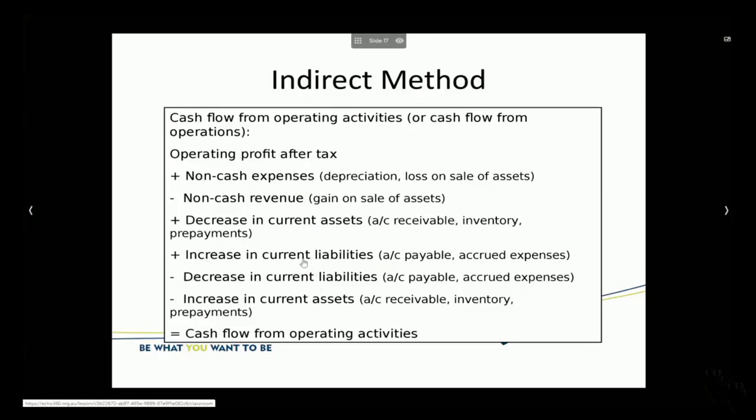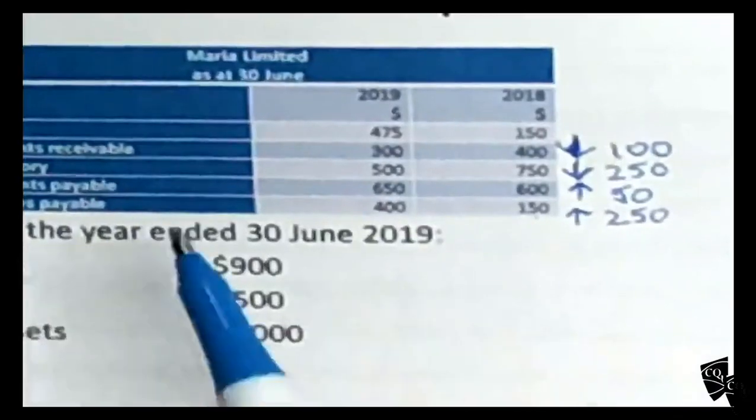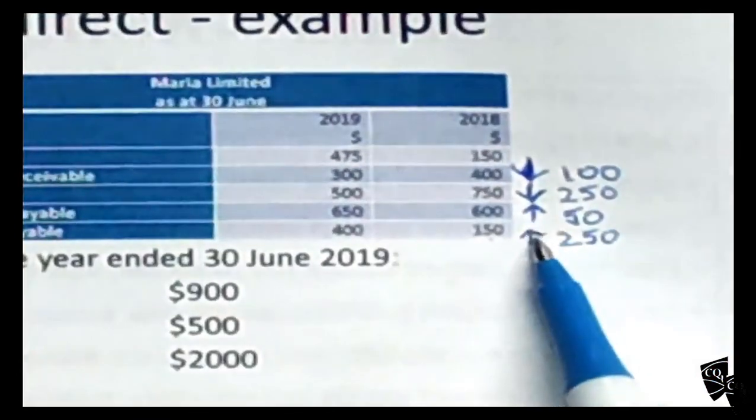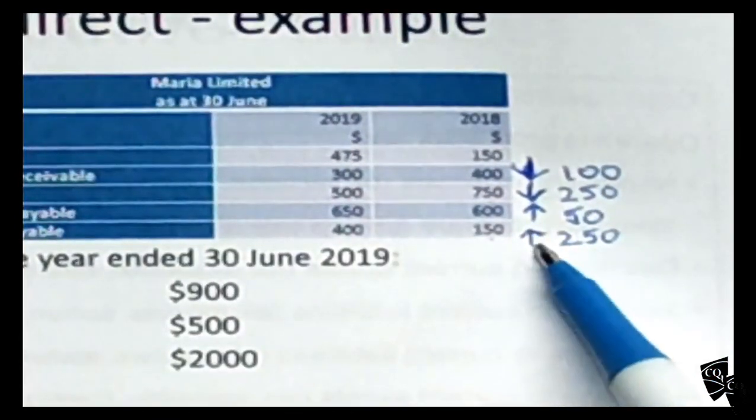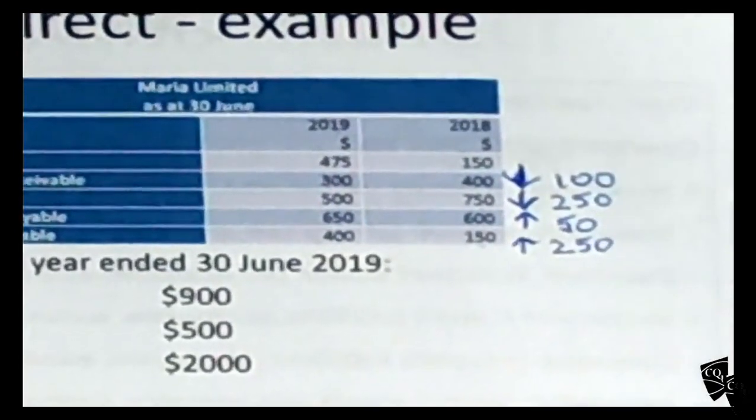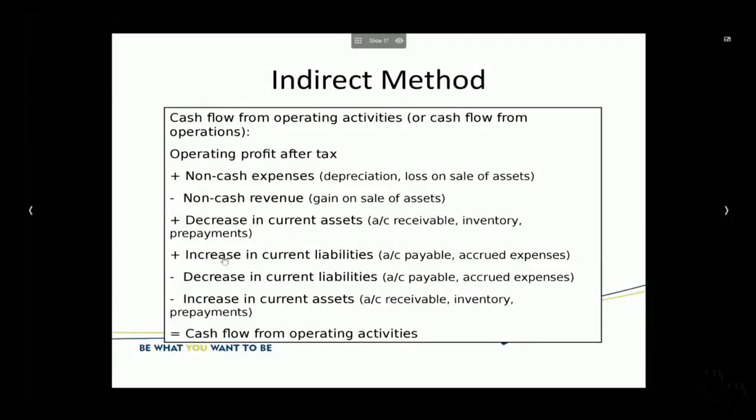Now let's have a look at our current liabilities and see if we've got increases or decreases. Our current liabilities are here, accounts payable and salaries payable. Oh, we've actually got 2 increases. So we don't have any decreases in current liabilities, but we do have 2 increases. So the 50 plus the 250, you can plonk right next to this line. Increase in current liabilities, 50 plus 250, right here. We don't have a decrease in current liabilities, and we don't have an increase in current assets.